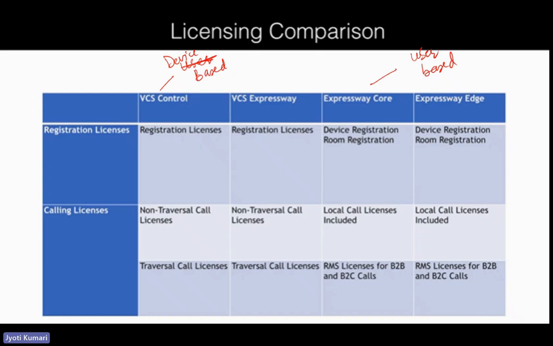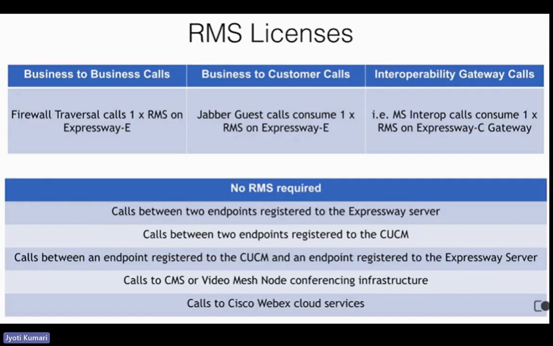So for local or non-traversal calls, no additional license would be required. But if you want to add business-to-business capabilities, or business to customer, or interoperability with third-party solutions like Microsoft Skype for Business, you need an external license for that. That is called RMS. RMS stands for Rich Media Session License. So this is where Rich Media Session License would be required.